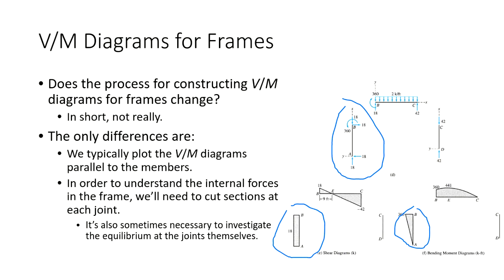The only thing that can be a little bit new, and even then it's not really that complicated, is that sometimes we need to cut sections and investigate the equilibrium solely at the joints. The reason for doing that is if you have multiple members all meeting at a common joint, sometimes you need to investigate the equilibrium of that joint just to make sure that you're following along, and it serves as a good gut check. Sometimes it's necessary if you've got a member inside a frame and you need to figure out the internal forces, but it also serves as a check.